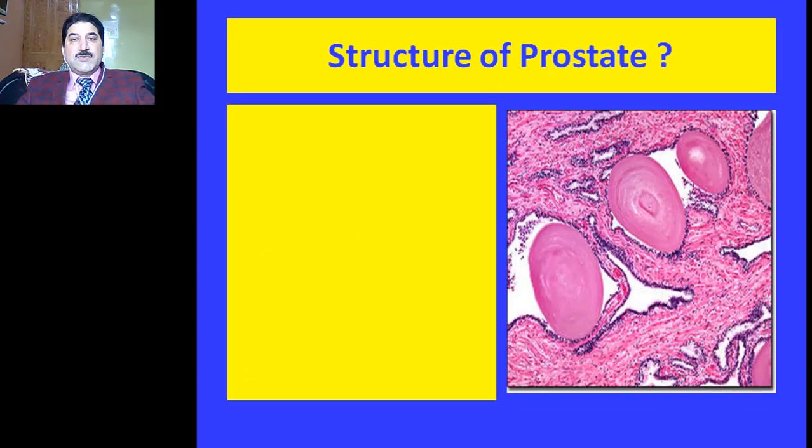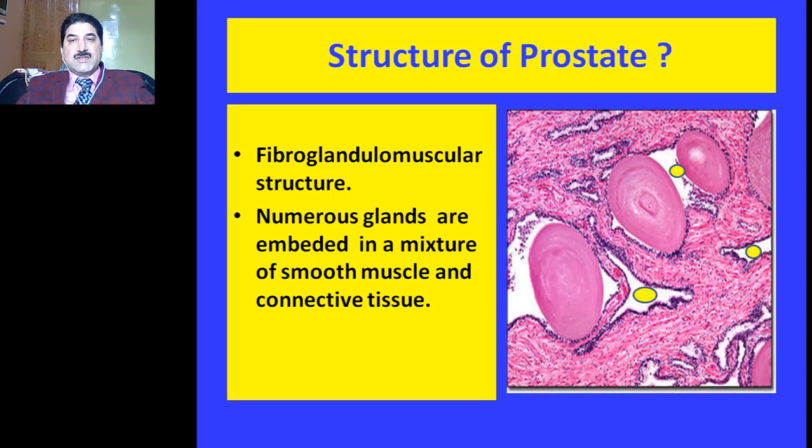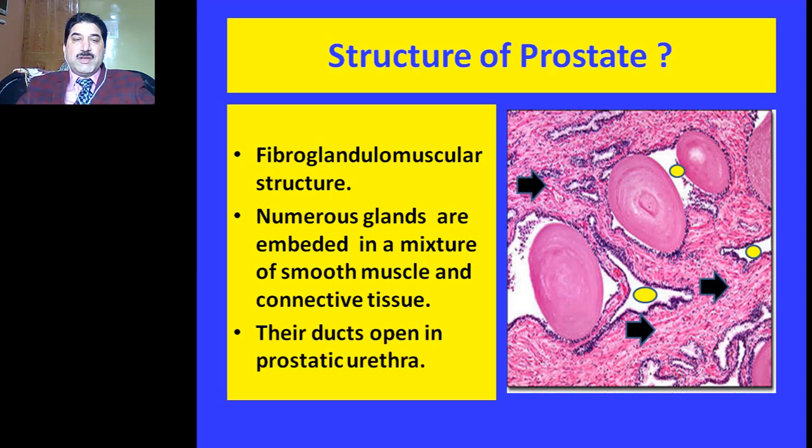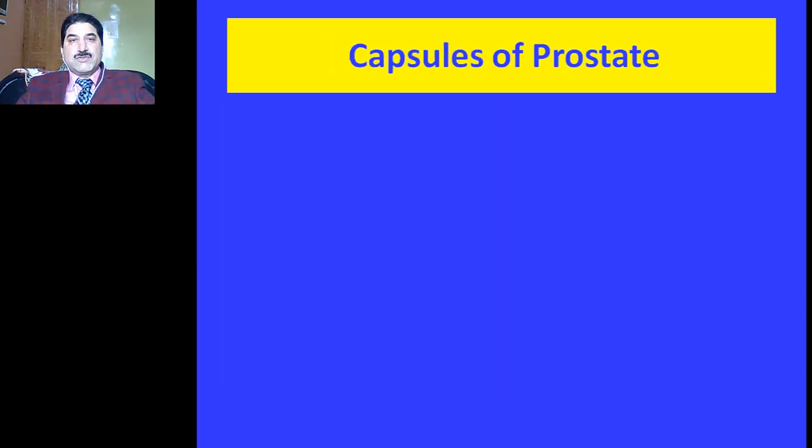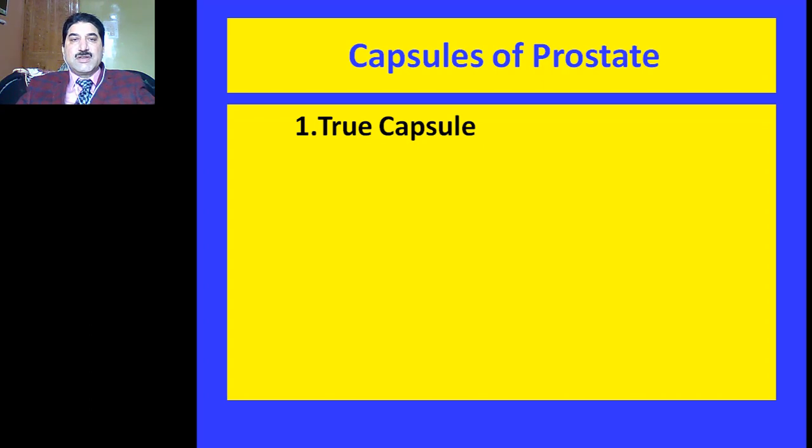Now if we go to the structure of the prostate, as already said in the definition, it's a fibromusculoglandular structure. That means it is composed of numerous glands as shown in this figure, and fibromuscular tissue. So inside the prostate, we'll find a lot of fibrous tissue, muscular tissue, and glandular tissue. The ducts of these glands open in the prostatic urethra. Now coming to the capsules of the prostate. The prostate is enclosed in two capsules. One we call the true, another the false capsule.